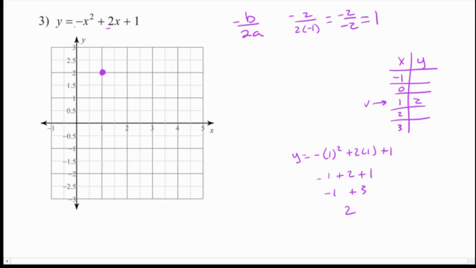The other thing I notice here is that since my a value is negative, I'm going to have a negative quadratic, which should tell me I should see an upside down parabola when I'm done.